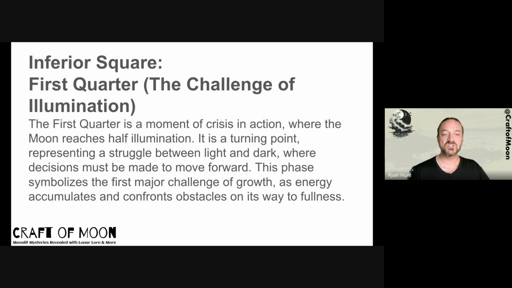This is where decisions must be made to move forward, and this phase symbolizes the first major challenge of growth, as energy accumulates and confronts obstacles on its way to fullness.